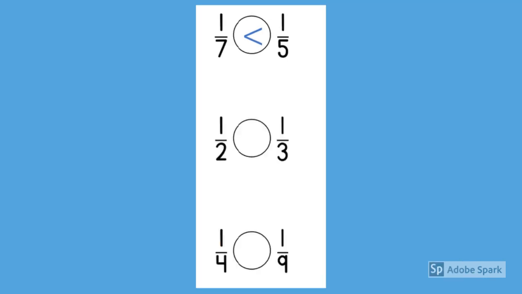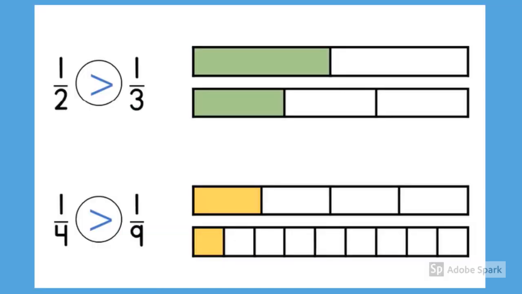So we've already compared 1/7 being less than 5/7. Can you have a go at the other two fractions and compare them? Don't forget to use bar models to help you. Pause the video and have a go. So let's have a look at these fractions. We can see that 1/2 is greater than 1/3 and that 1/4 is less than 1/9. What do you notice about these fractions that we have compared?